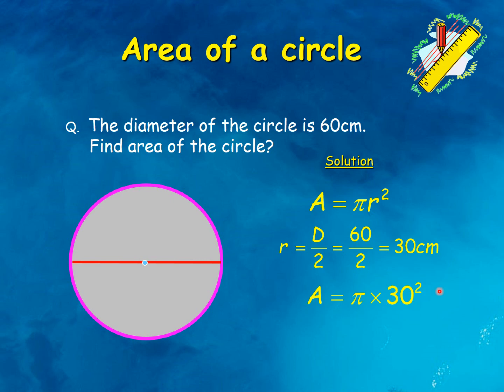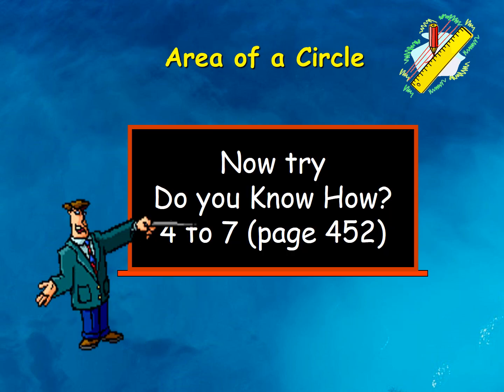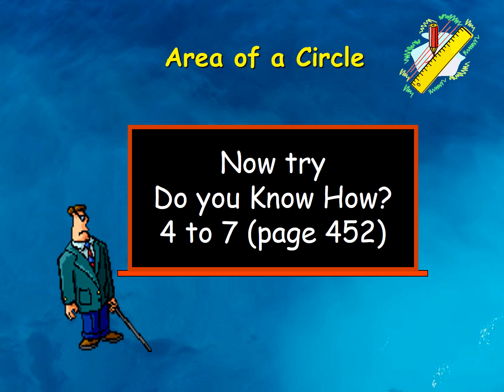Now we are applying this value instead of this r. So A equals pi times r squared, which will be 30 squared. So the final answer, the area will be 2826 centimeter squared. So now try, do you know how? Page number 452, question number 4 to 7.